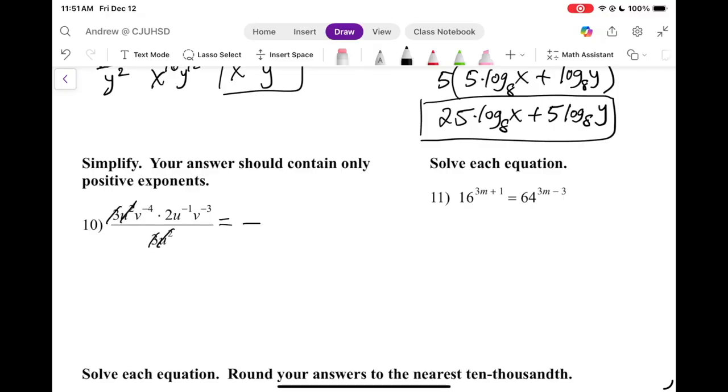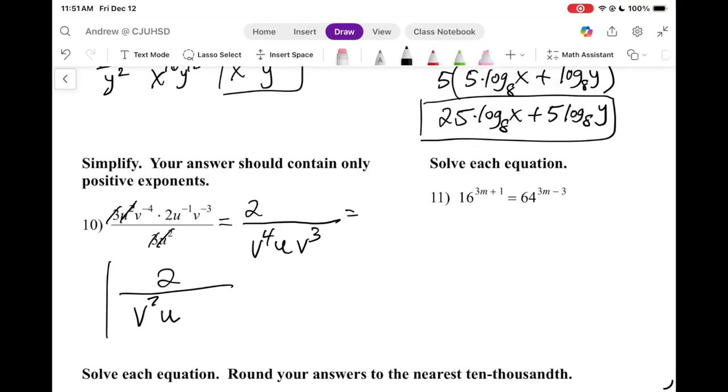Okay, on this one, I'm first going to reduce a few things away. Flip the negatives to where they're going to be positive. And then just combine together, v to the fourth and v to the third. That one went pretty quick.